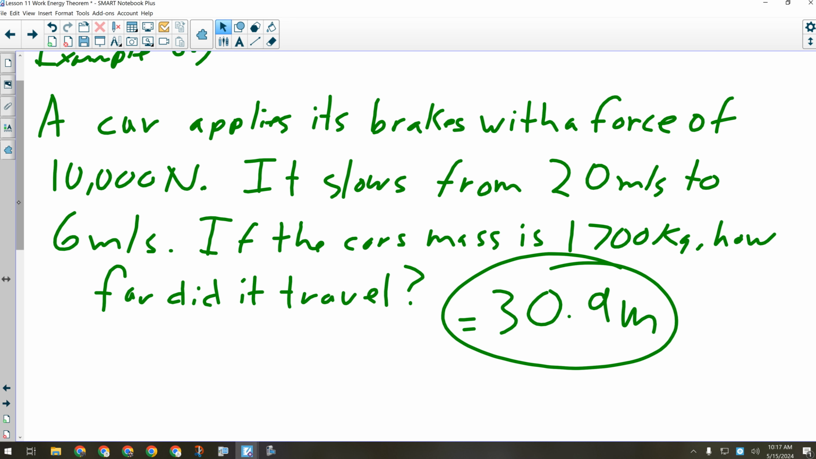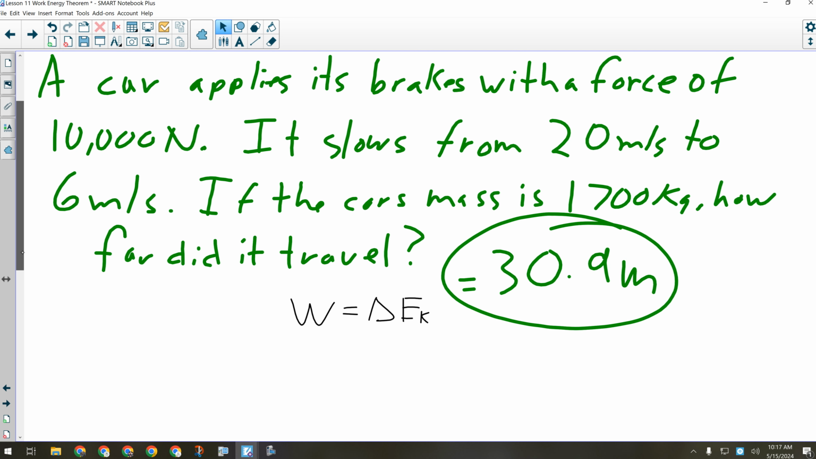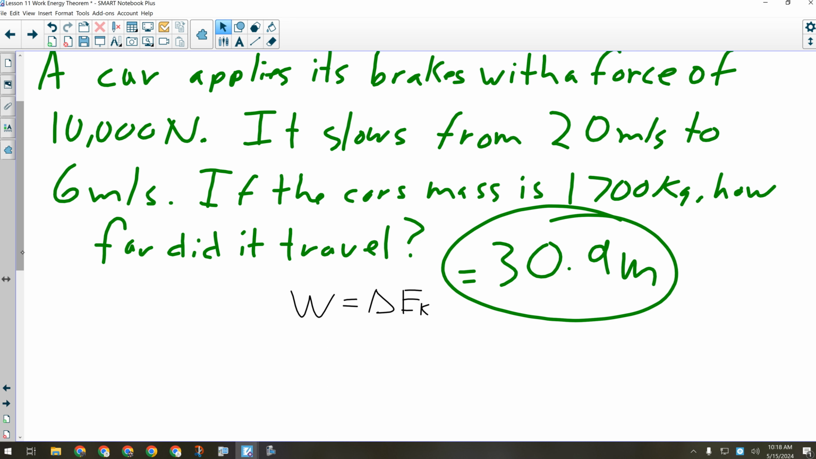Somebody said it. The kinetic energy, yeah. Okay, so I know already in this question the work that's being done, in this case by the brakes, is going to change the kinetic energy of the car. Now my givens here are that I was told the force, that's actually the force of friction, that's what your brakes use, 10,000 newtons.